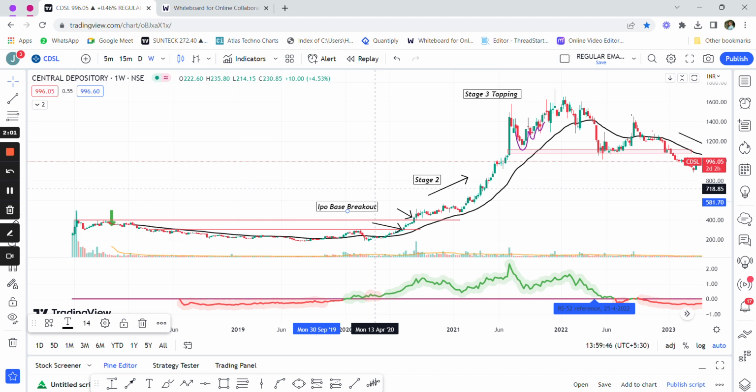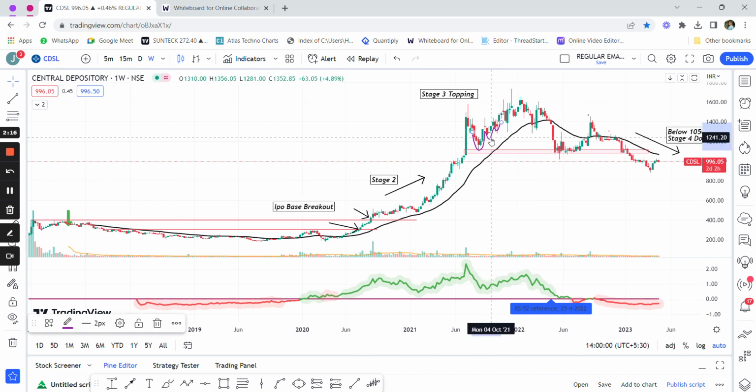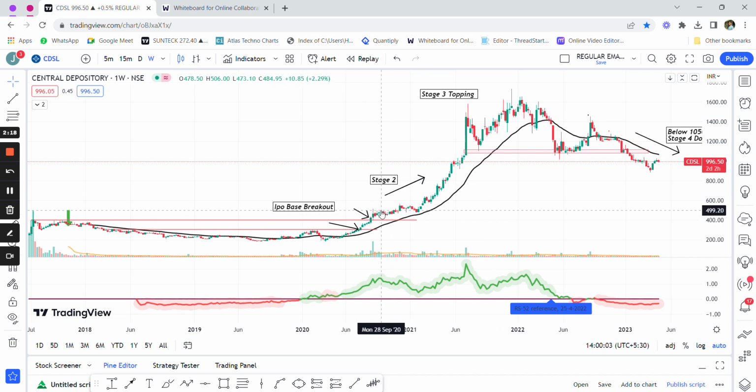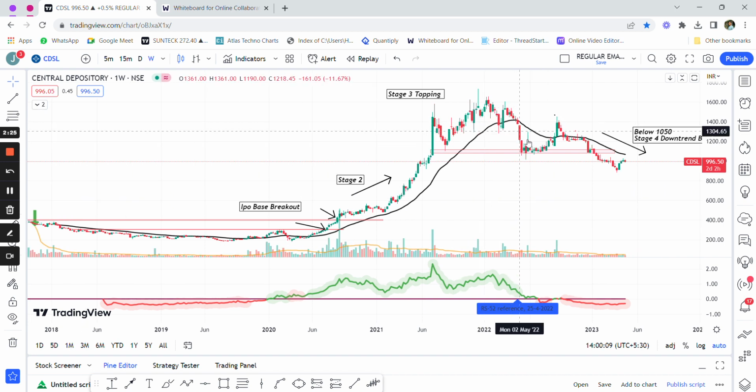After a very deep correction, you always have to look for stocks that are performing well in a weak market and whose relative strength is positive. And you see, after the IPO base breakout and the 52-week high breakout, the stock had given us a stage 2 uptrend. In the stage 2 uptrend, the stock moved from 500 to 1500 rupees, that is around 300% returns here, and then finally the stock pulled back here.